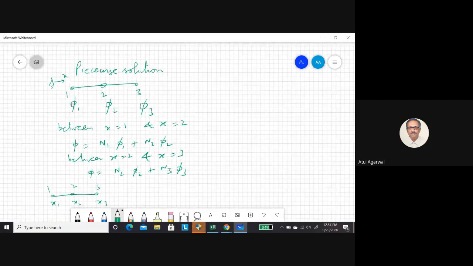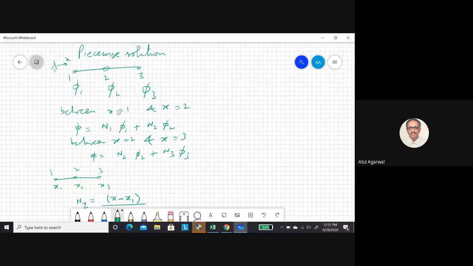So we are talking about a piecewise solution. We take 3 points, 1, 2, 3. Function values are phi 1, phi 2, phi 3. Between x equal to 1 and 2, we can say our function value is interpolated by the values of phi at node 1 and node 2. So we can use something like this. Between 2 and 3, we take the function value as this. So we are giving a piecewise solution.